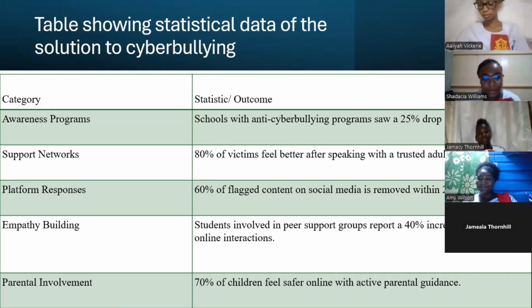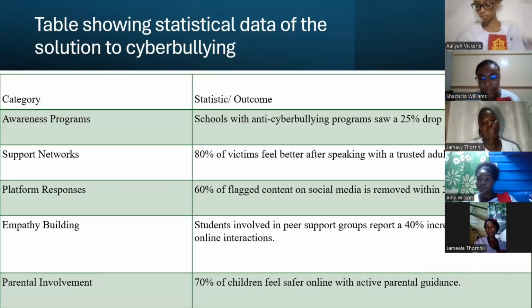This table is showing statistical data of the solution to cyberbullying. Category, statistic outcome. Awareness programs: schools with anti-cyberbullying programs saw a 25% drop in incidents. Support networks: 80% of victims feel better after speaking with a trusted adult or friend. Platform responses: 60% of flagged content on social media is removed within 24 hours. Empathy building: students involved in peer support groups report a 40% increase in positive online interactions.